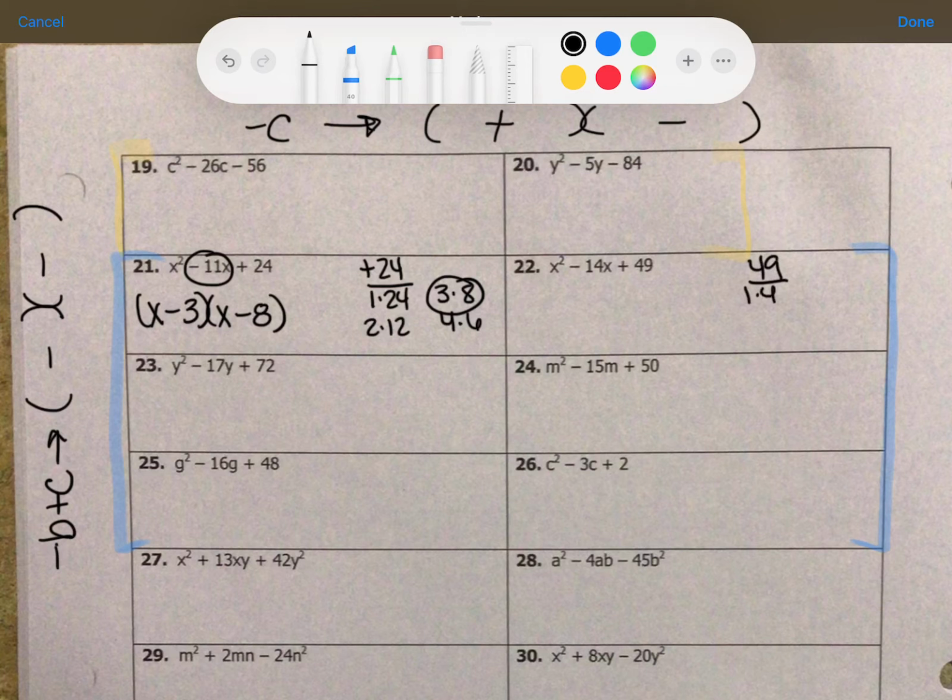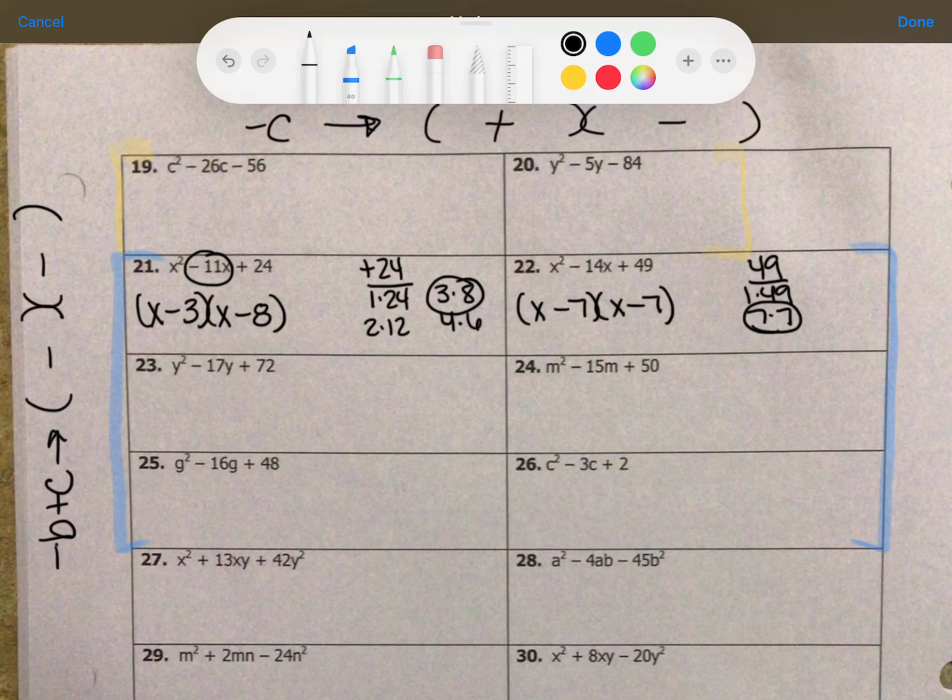For 49, you have 1 and 49, 7 and 7. So I need a 14, so we're going to use 7 and 7. And again, it's a negative 14, so both numbers would need to be negative in order for that to happen. All right, so pause the video and try 23 through 26 and see what you come up with.